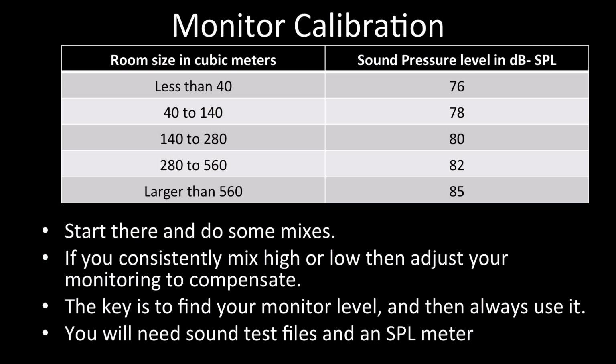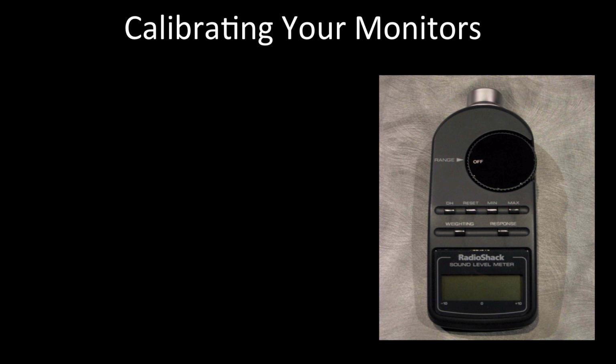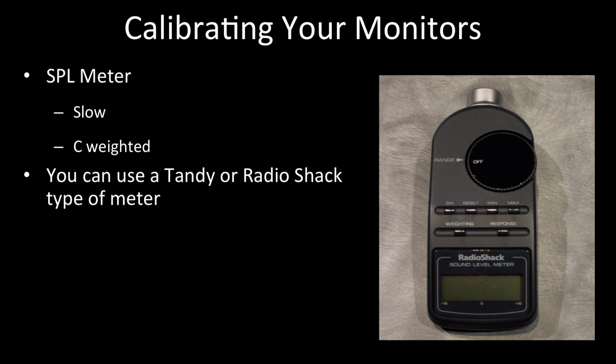You'll need two things to calibrate your monitors: a pink noise file and an SPL meter. A low-cost meter like this one is absolutely fine. These meters usually come with a number of different weighting systems built into them, which are similar to, but of course different from, the K weighting that's used in the BS 1770 loudness standard. For calibrating your monitors, you should use the C weighting curve and the slow response setting.